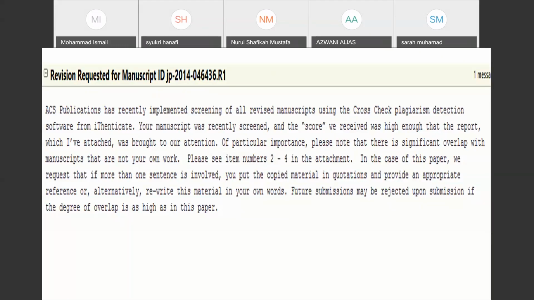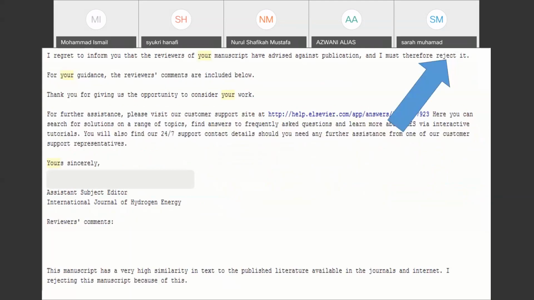But in this one, the editor gave me a chance to amend or rewrite the sentences that are similar to others' words, or to put in quotation. Luckily, this was before they rejected my manuscript. Here is another rejection due to high similarity.